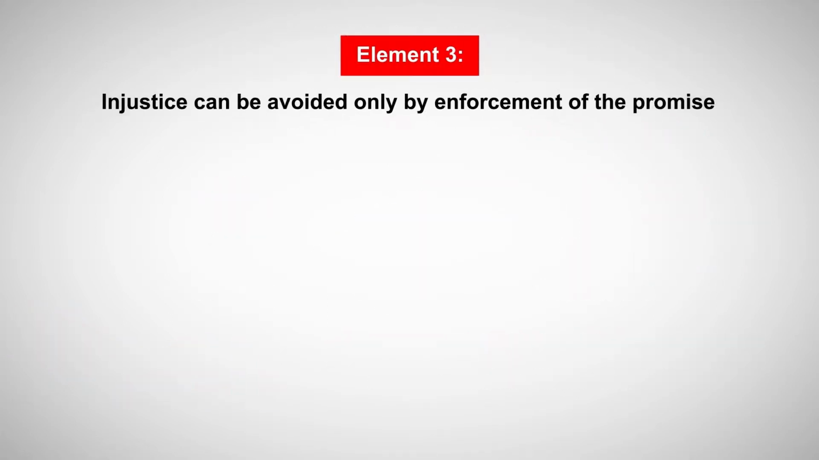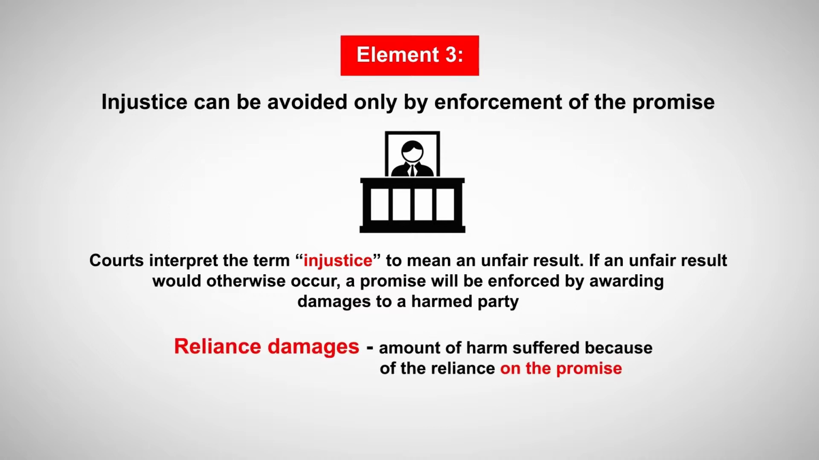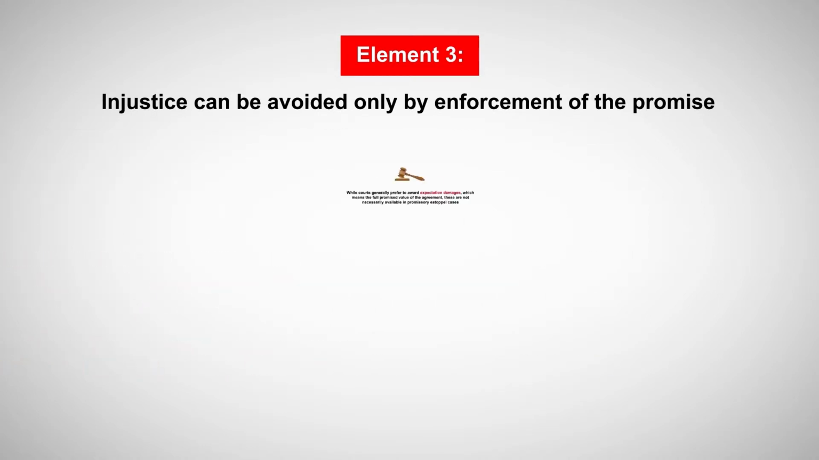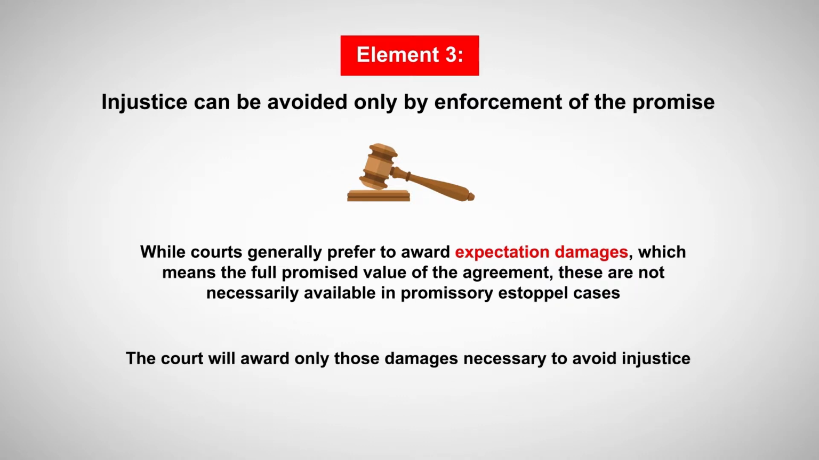The final element is that injustice can be avoided only by enforcement of the promise. Courts interpret the term injustice to mean an unfair result. If an unfair result would otherwise occur, a promise will be enforced by awarding damages to a harmed party. Damages, however, are limited to reliance damages, which means the amount of harm suffered because of the reliance on the promise. While courts generally prefer to award expectation damages, which means the full promised value of the agreement, these are not necessarily available in promissory estoppel cases. The court will award only those damages necessary to avoid injustice.